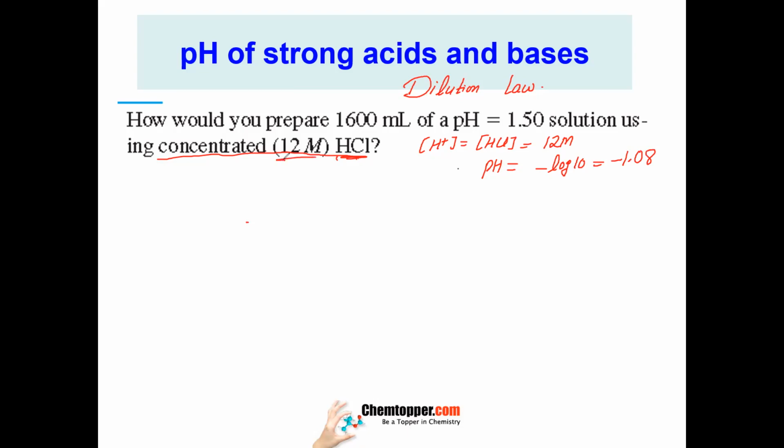Now they want to take this solution, add water and make a solution which is 1600 ml. This is the total volume, V total, finally. V total is 1600. So what they have done, they have added water. You are mixing volume, so the concentration will change. They want to change the concentration so that the pH goes from this pH to this pH. So you are adding water. Anyone remember the dilution law? Dilution law, unit 4.